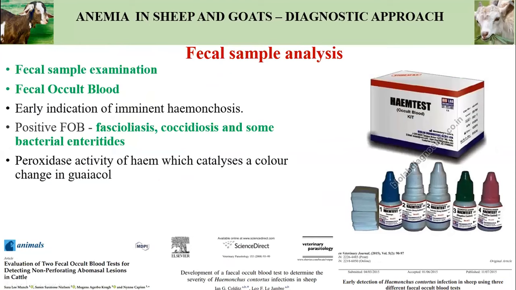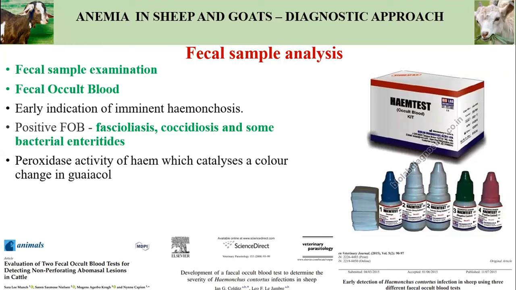What can we do with the fecal sample analysis? One is the identification of endoparasites, whether any parasitic eggs are there or not. The second one is the fecal occult blood. Normally, measuring fecal occult blood relies on the peroxidase activity of the heme, which catalyzes the color change. Early detection of imminent haemonchosis is possible by doing the heme test. It also gives positivity for fasciolosis, coccidiosis, and some bacterial enteritis.